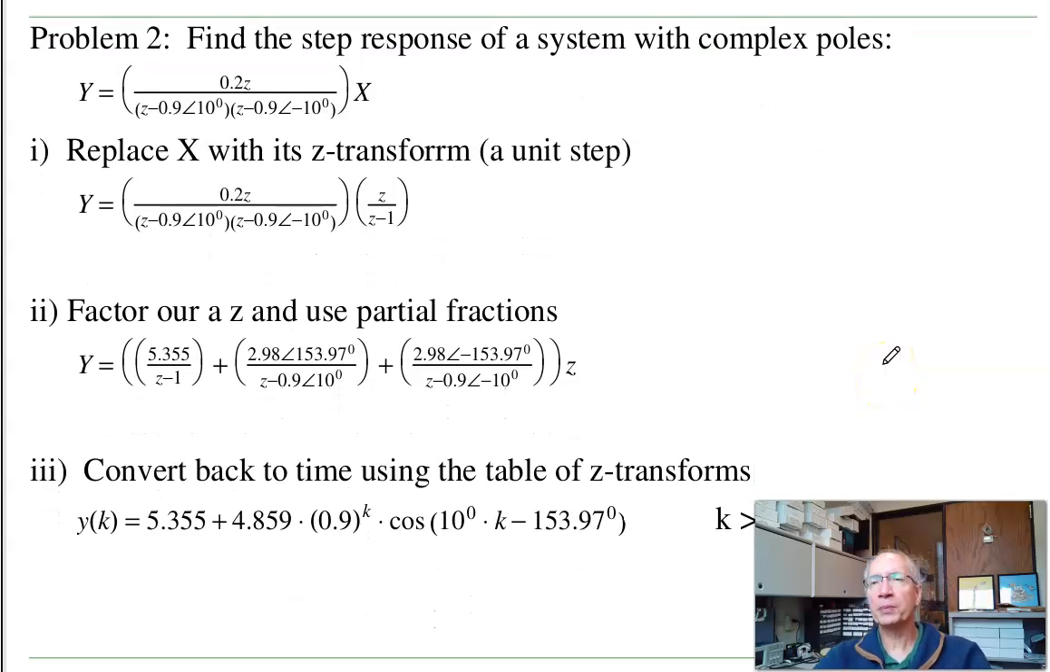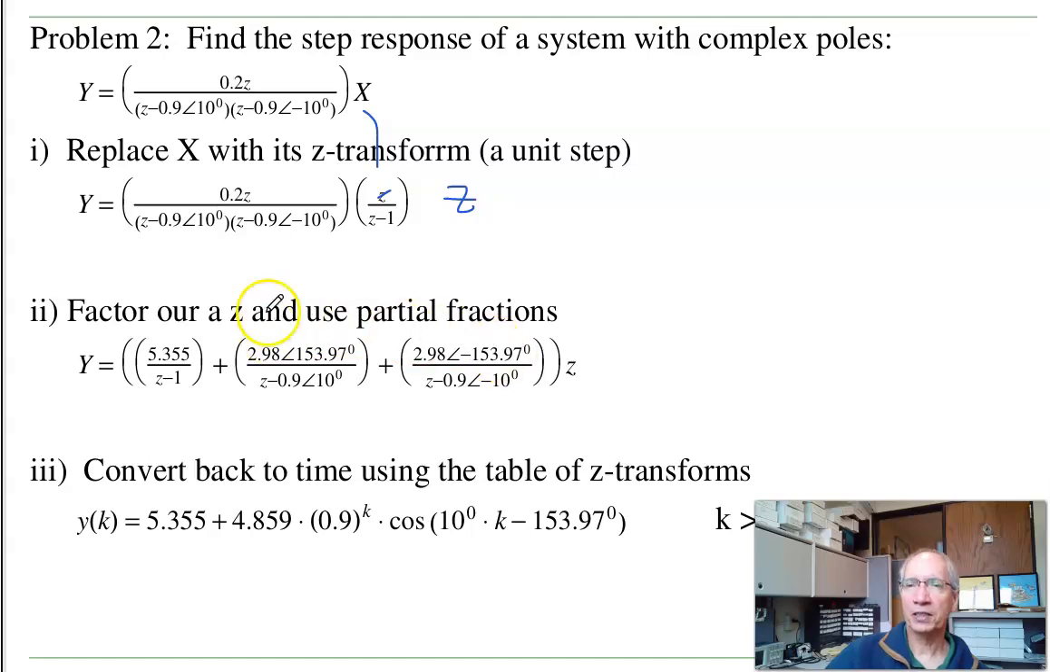This works with complex poles. Suppose I have the following system, find the step response. Again, what I do is replace x with a z transform, that's z over z minus 1. This isn't in my table, so I'm going to pull out a z, do partial fraction expansion, and the answer will be something over z minus 1, something over z minus 0.9 at 10 degrees, something over z minus 0.9 at minus 10 degrees.